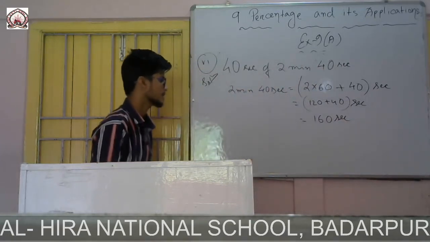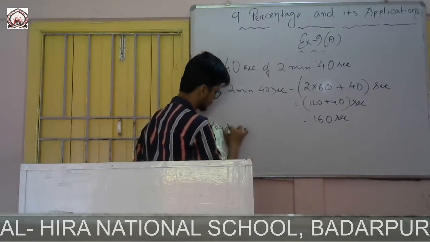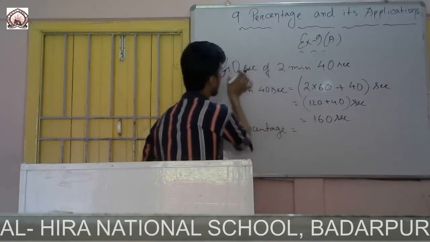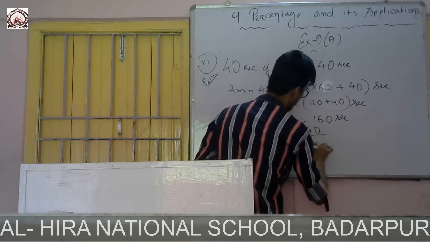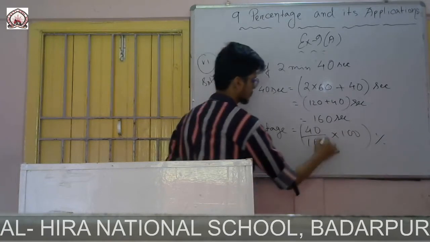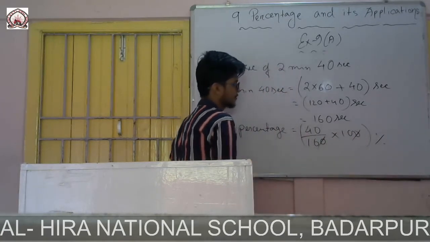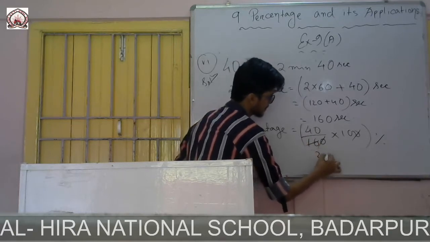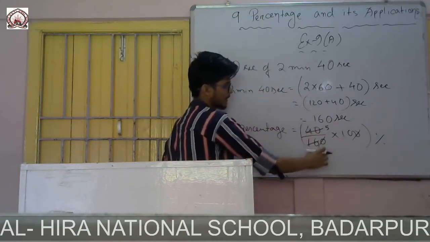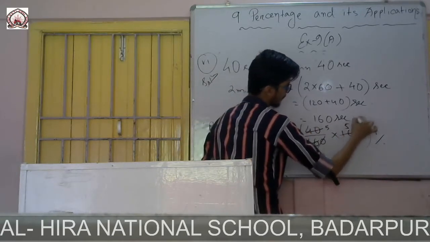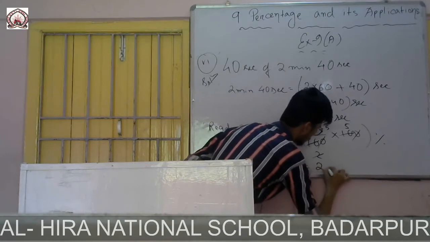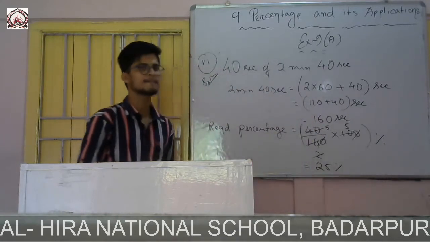So now I can convert this one, right? Therefore required percentage equals this one out of this one. So 40 by 160 into 100, and then the sign will be percent. So the zeros I can cancel. 8 2s are 16, 8 5s are 40. Then 2 5s are 10. They are left 5 and they are also 5. 5 5s are 25. So the answer is 25%.